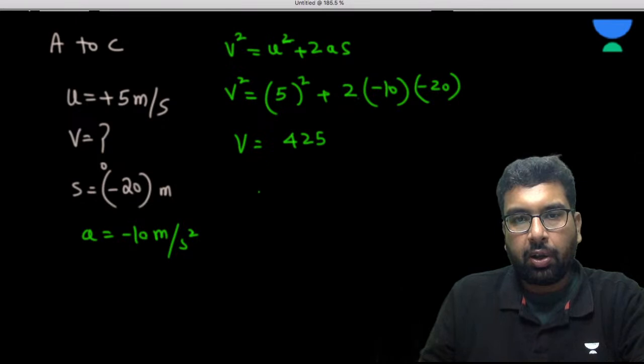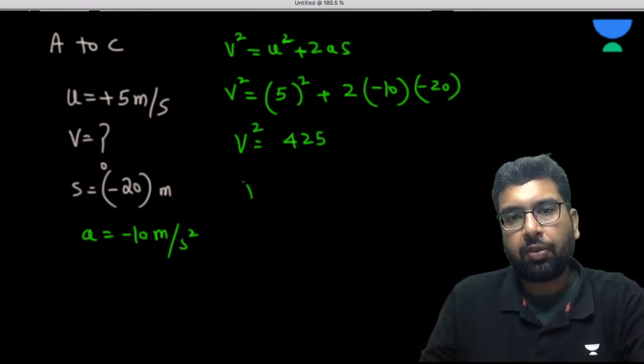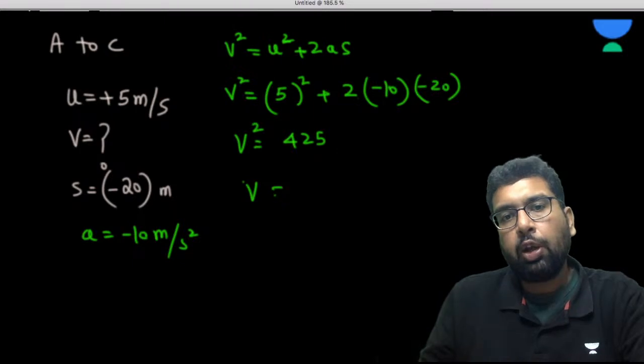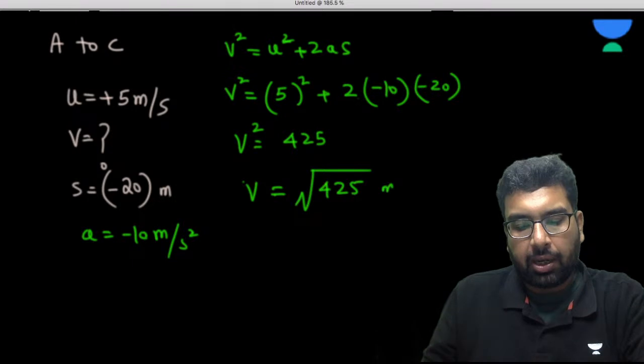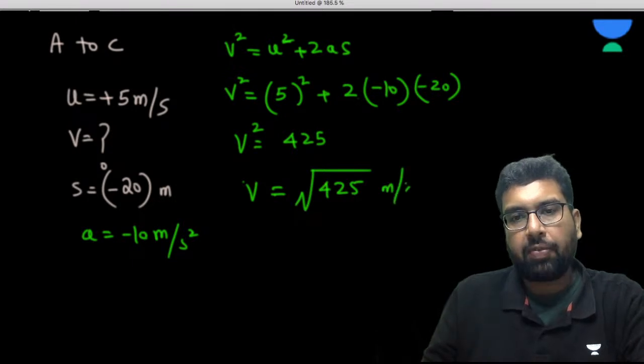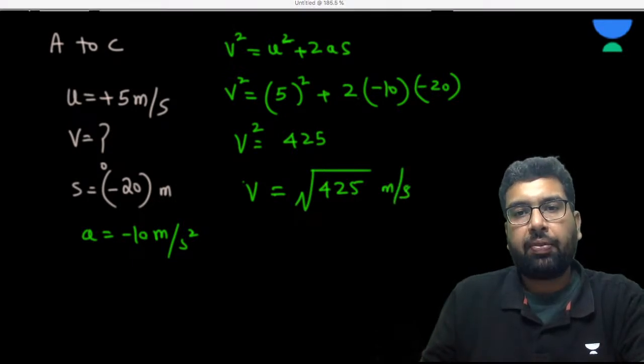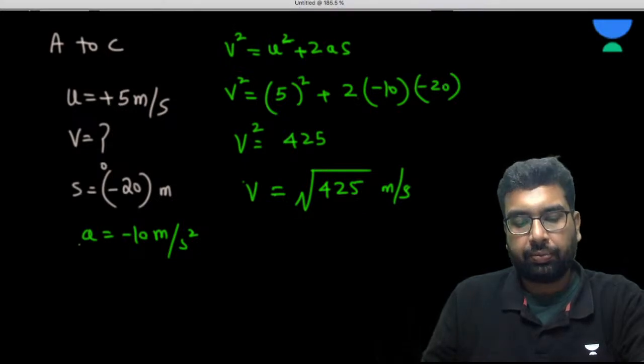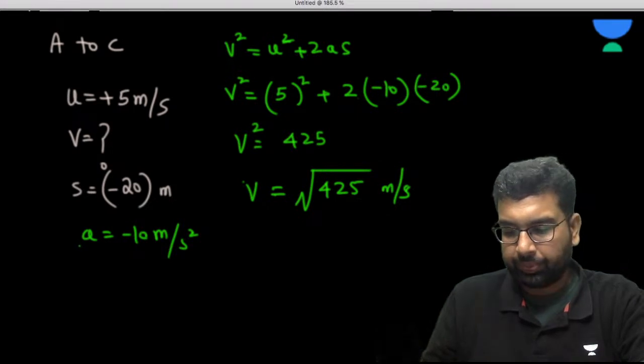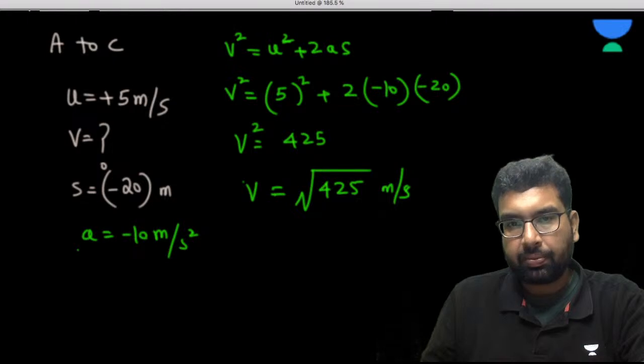Okay, 425, isn't it? Do you agree or not? So it is going to be v square is 425. So v is going to be root over 425 meter per second. Is it fine, beta? Please answer me. Yes or no? Please give me yes or no. Right? Yeah.